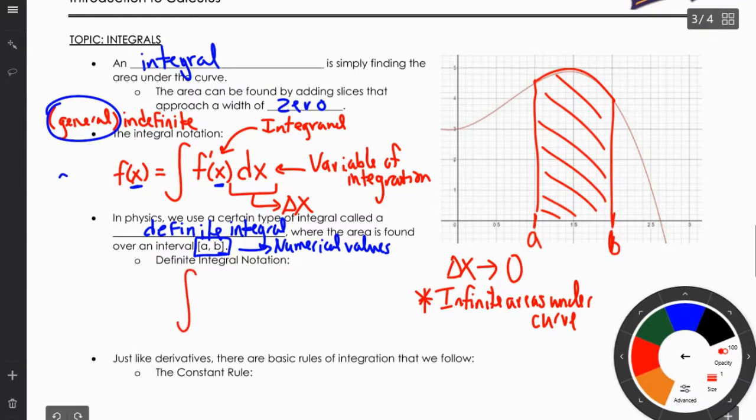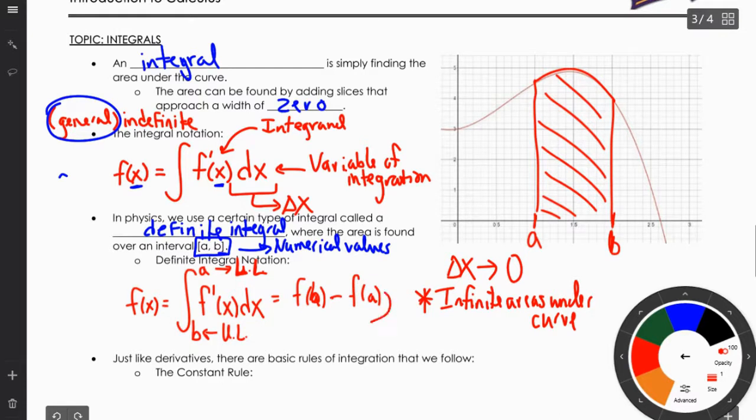So the notation looks a little bit different. It's still kind of the same idea. All right, so f of x is the integral of f prime of x dx. But now what I'm going to do is I'm going to have these upper and lower limits, right? So this is my lower limit, and this is my upper limit. Now, what that does is, once I find the function, I'm going to do f of b, my upper limit, minus f of a. And that's going to produce a number, and that number is my area.